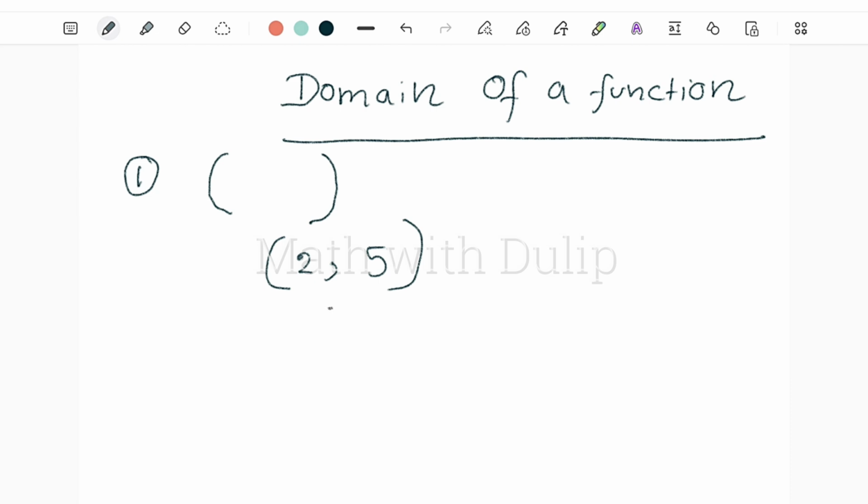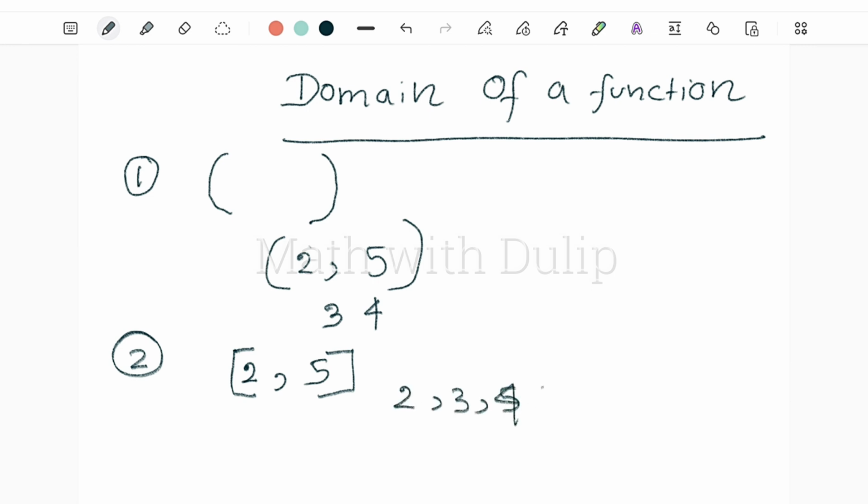I can write down (3, 4), and the second one is, if I use the square bracket, it means that these values are also included. So [2, 5], this range includes 2 and 5. For example, I can write [2, 3, 4, 5], including 4 and 5.